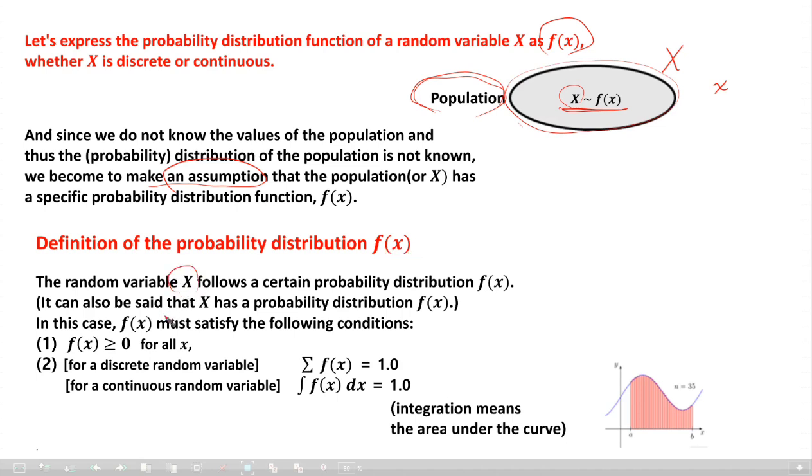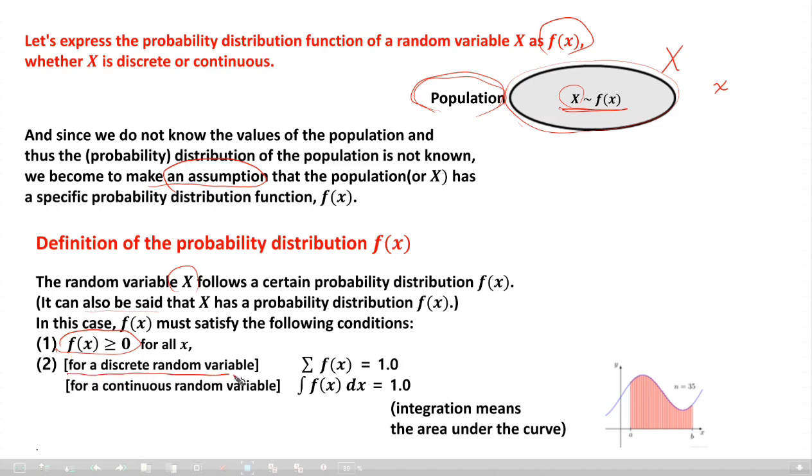Okay. Here is the definition of a probability distribution function f of x. Random variable x follows a certain probability distribution f of x. It can also be said x has a probability distribution f of x. In this case, f of x must satisfy the following conditions. One, f of x greater than or equal to 0 for all x. Because it is a sort of probability, it cannot have a negative value.